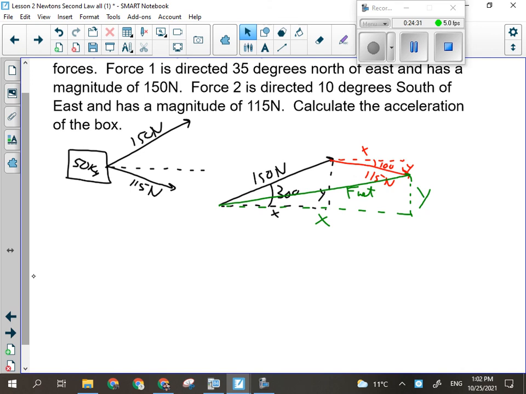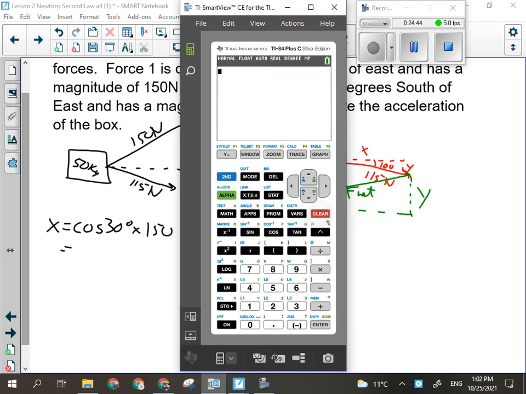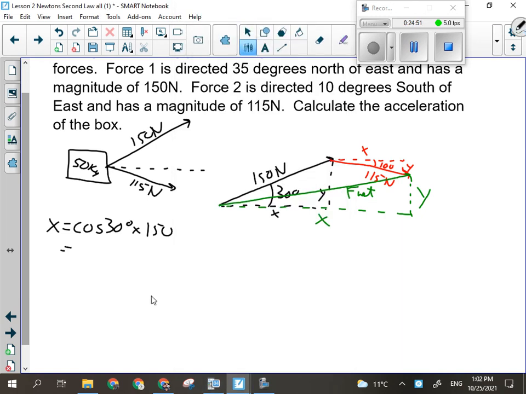First thing we have to do is calculate what X is. X is the adjacent side to the 30-degree angle, so that'll be cos of 30 times 150 newtons. So that side's 129.9 newtons, and I'm going to keep all the decimals in my calculator. Y is going to be the sine of 30 degrees times 150 newtons, so that side will be 75 newtons. So this is east, this one is north.